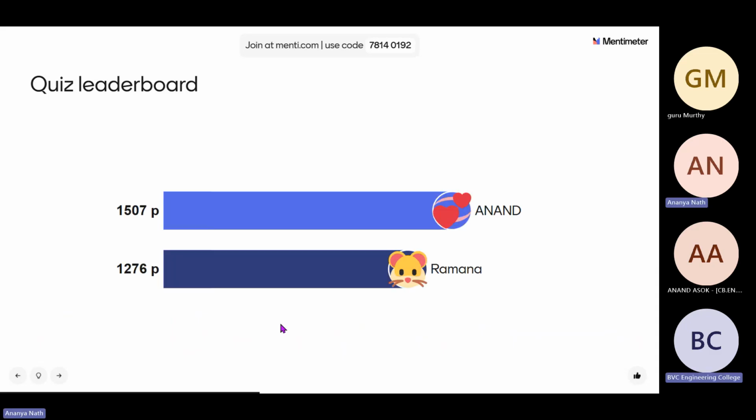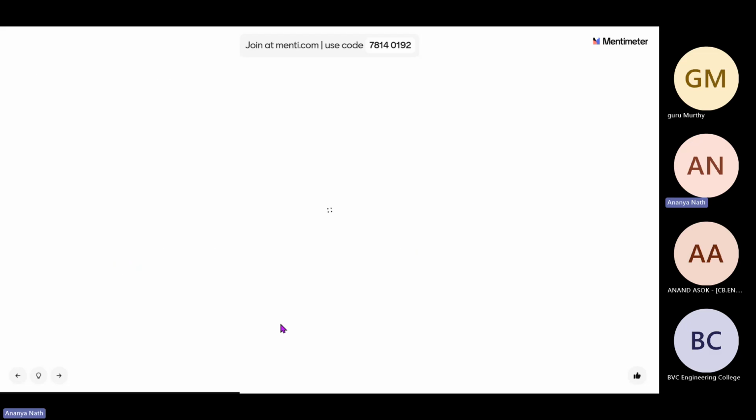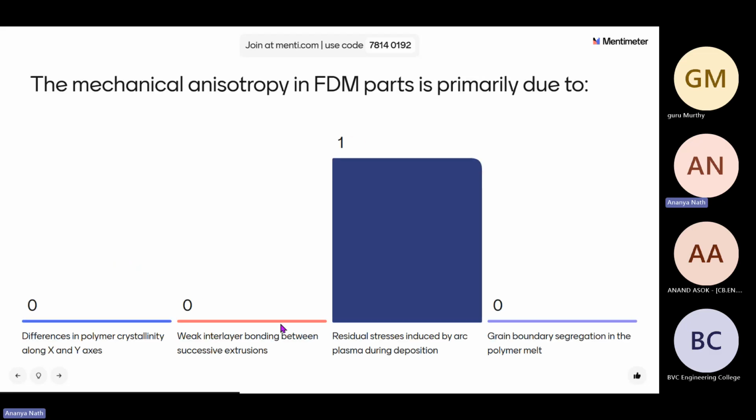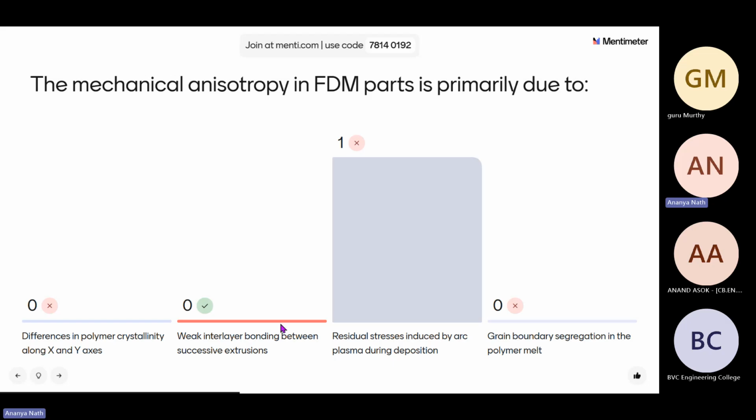So the FDM point is limited to polymer only. No, FDM is not limited to polymer. You can have metal FDM as well. But in case of metal also, the residual stress is not that prominent because there is no direct interaction of the heat laser beam or such high energy beam with the metal. It's just resistance heating. And arc plasma is not present in FDM. It's a material extrusion process. It's not directed energy deposition.